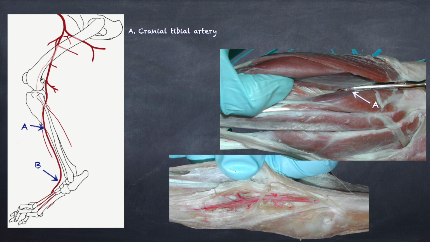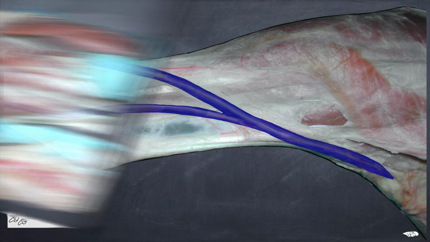When it gets down to the tarsus, as soon as it crosses that tibiotarsal joint, it's going to change its name because now it's dorsal to the pes. We're going to call it the dorsal pedal artery. Okay, and that's as far as we're going to trace the arteries down.